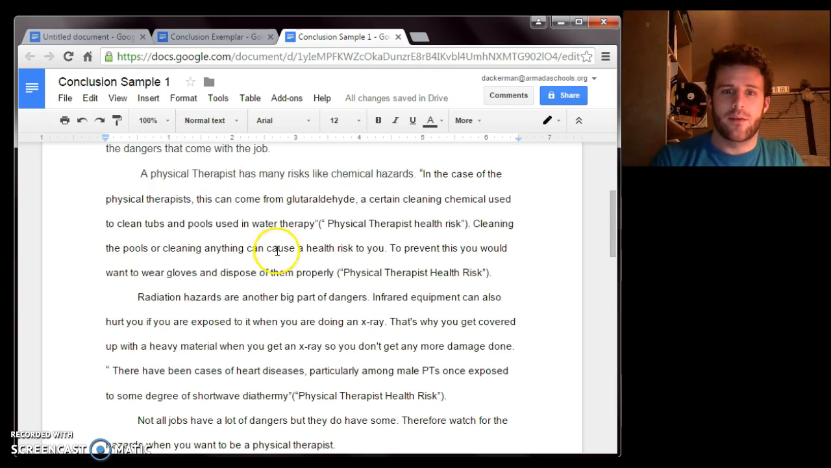Now in this paragraph right here, you can see that they end on a piece of evidence. To prevent this, you would want to wear gloves and dispose of them properly. One, this doesn't have any commentary explaining this, but two, ending on that evidence leaves me like, okay, so what are you getting at? Tell me what you're trying to tell me. What did you just talk about in that whole paragraph? I have no idea. I have no sense of closure.